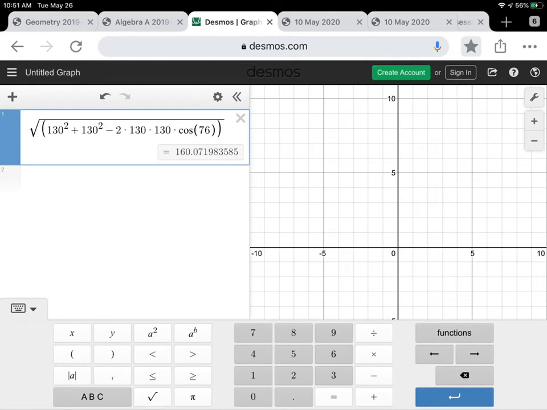So I put this in Desmos, and again remember that if you've done it once and haven't closed it, you should be fine. But you need to go to the tool and make sure that you're in degrees. I put in your parentheses, put in all your times marks, and there's our answer right there, 160.1.